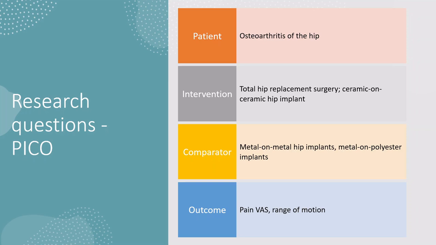So to take an example, the patients falling within the intended purpose might be patients with osteoarthritis of the hip, who are candidates for total hip replacement surgery. In this example, using ceramic on ceramic hip implants. So this sounds like perhaps the subject device is a ceramic on ceramic. A comparator then will be other ways of doing the same thing. So metal on metal hip implants, metal on polyester hip implants, whatever it may be. And then outcomes of interest may include pain VAS and range of motion. And so that's just one way of framing a set of research questions using the PICO system.